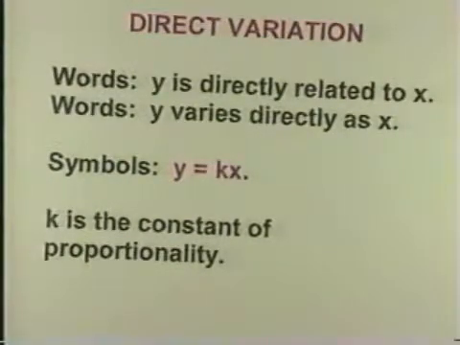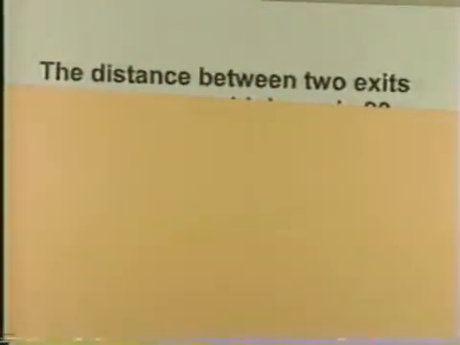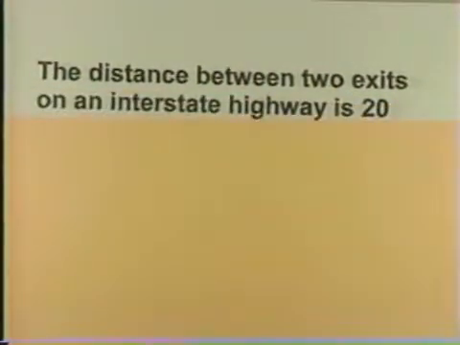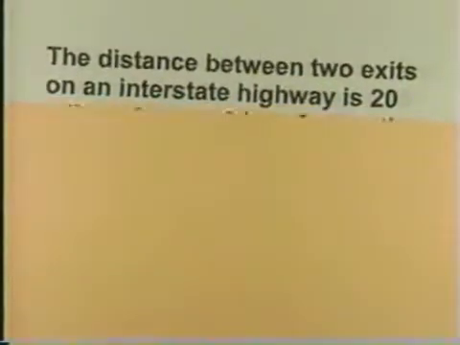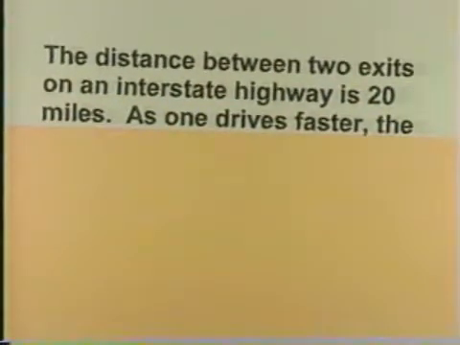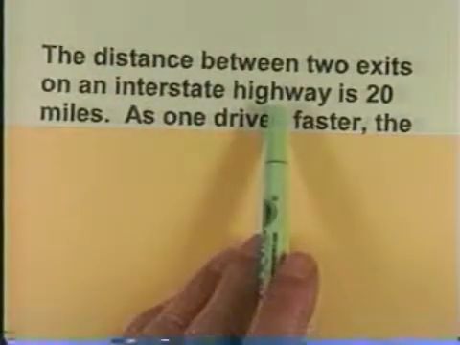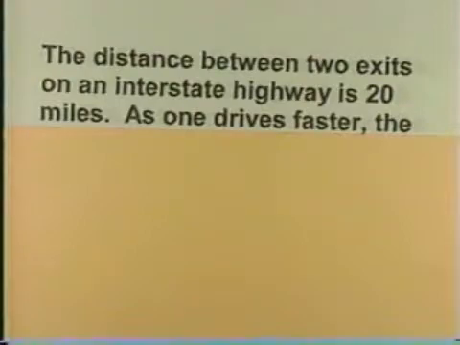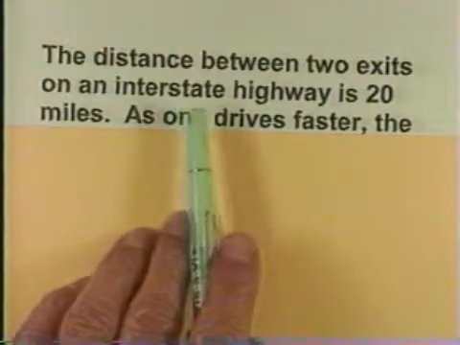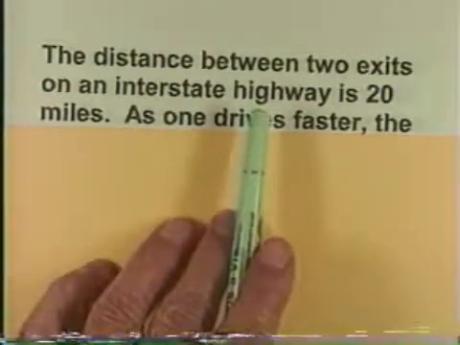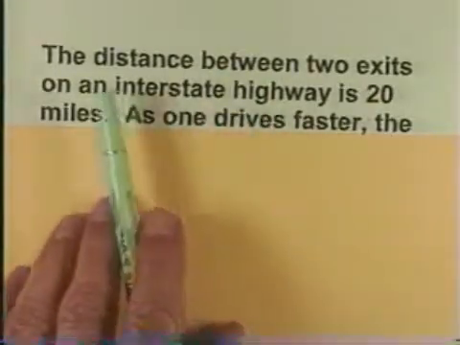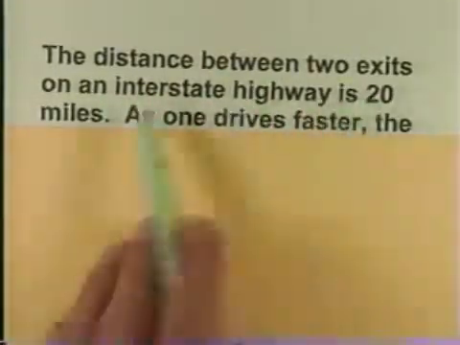Let's look at another type of variation. The distance between two exits on an interstate highway is 20 miles. Now, I picked an interstate highway because you can probably maintain a constant speed. So on an interstate highway, we'll assume that you can just set your cruise control on whatever speed you want to travel, and you can travel that constant speed for the full 20 miles.